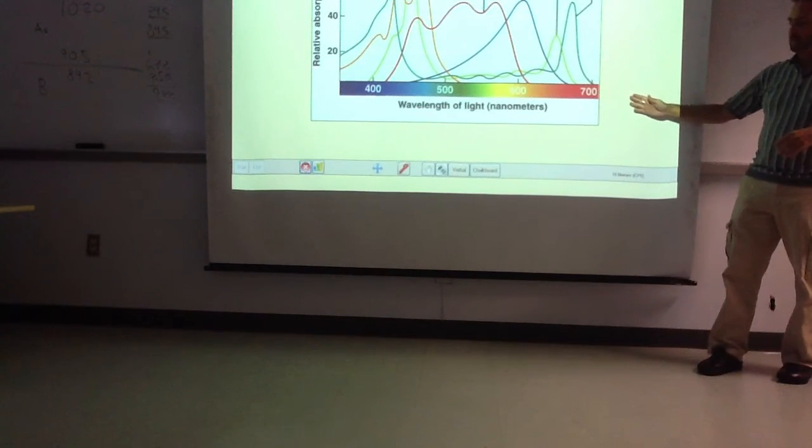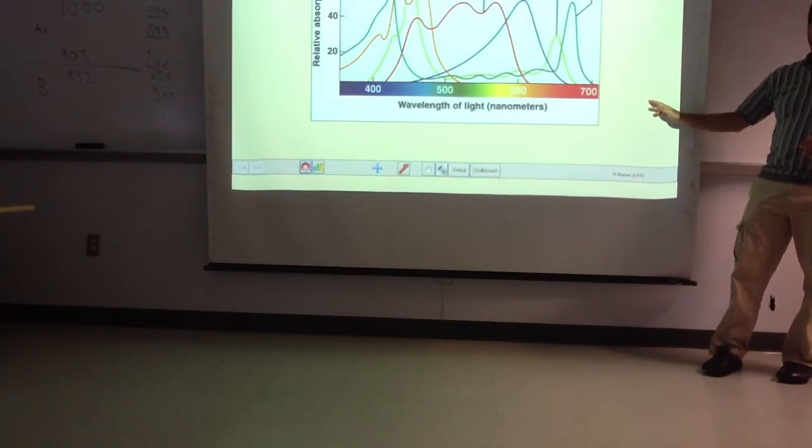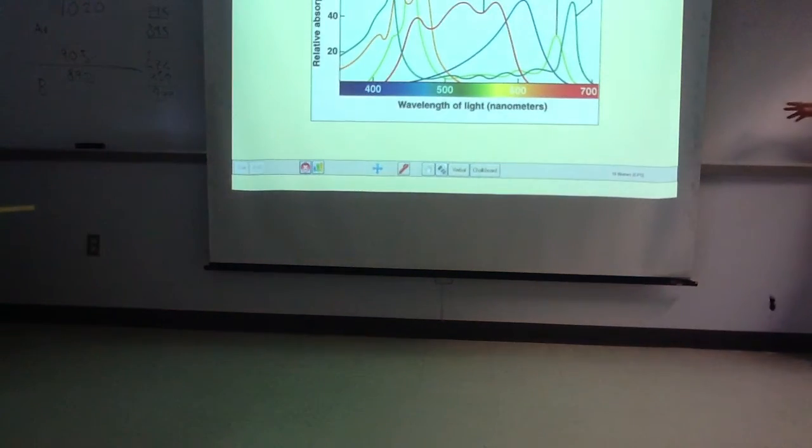Here, if you get bigger wavelength, lower frequency, you'd have infrared, and then you'd have microwaves, radio waves, and stuff like that on this end, right?